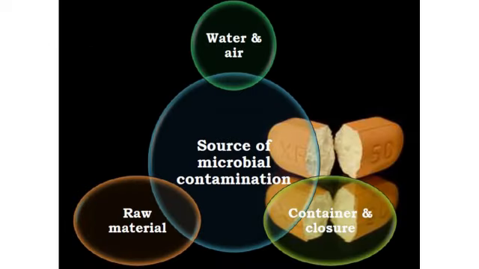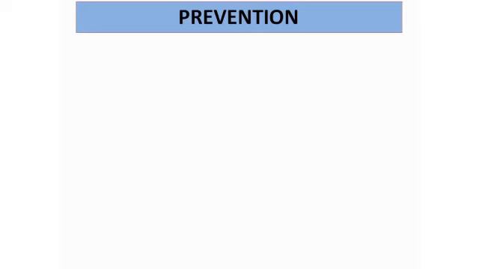Now you see the sources of microbial contamination. From where does the microbial contamination take place? Generally from the water and the air. Where these two things are present, they may be present at the site of preparation at the industry, right? From the raw materials that have been used to prepare the formulation, and from the containers as well as the closures, this microbial contamination can come. So these are the sources of microbial contamination.